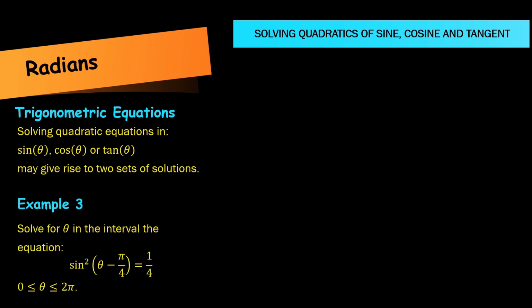Let's now take a look at another example. Solve for theta the equation sine squared of theta minus pi by 4 equals 1/4, in the interval 0 less than or equal to theta less than or equal to 2 pi. Pause the video and have a go. Press play when you're ready to view the solutions. So let's solve this.